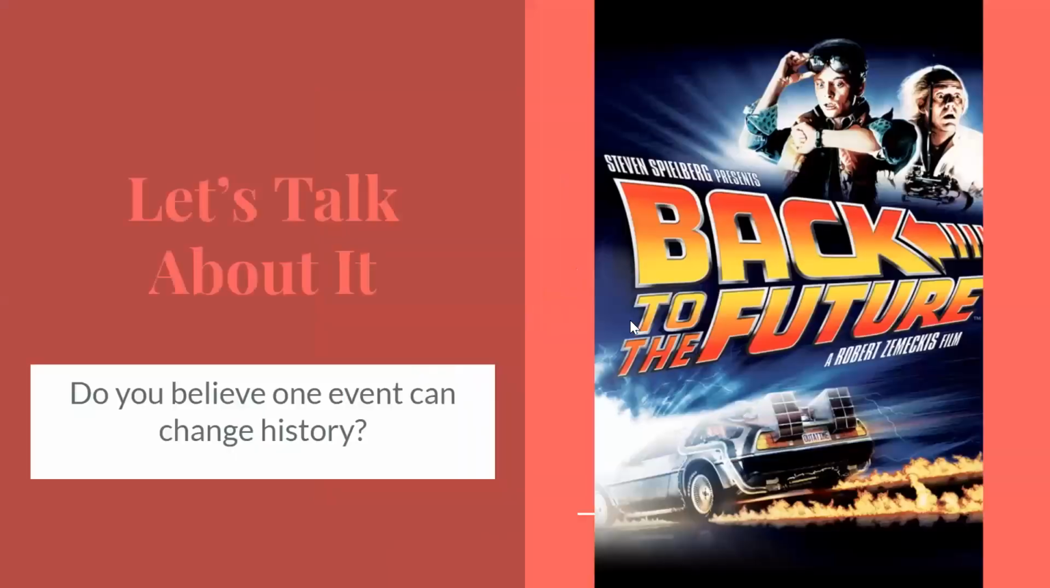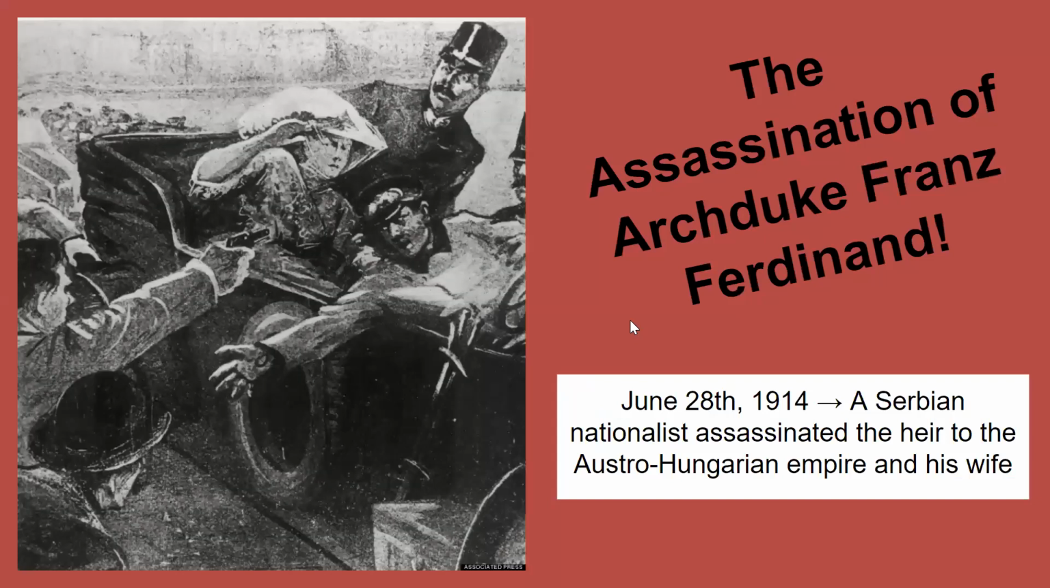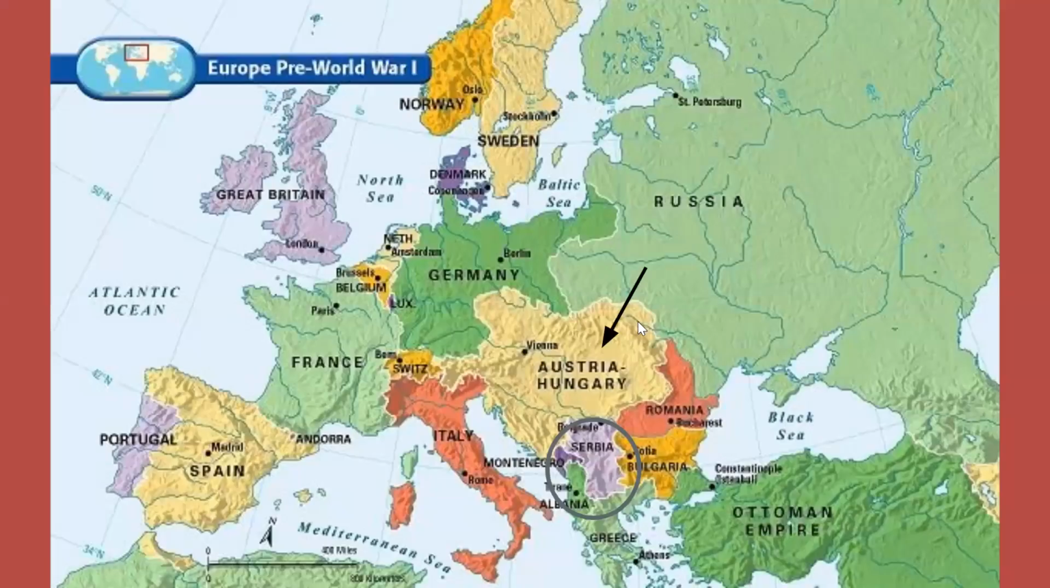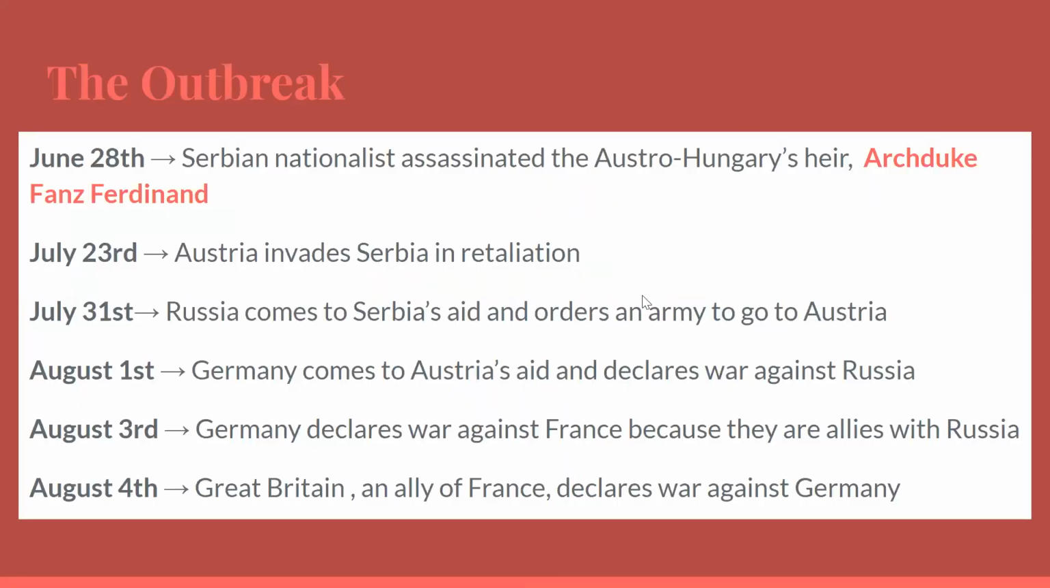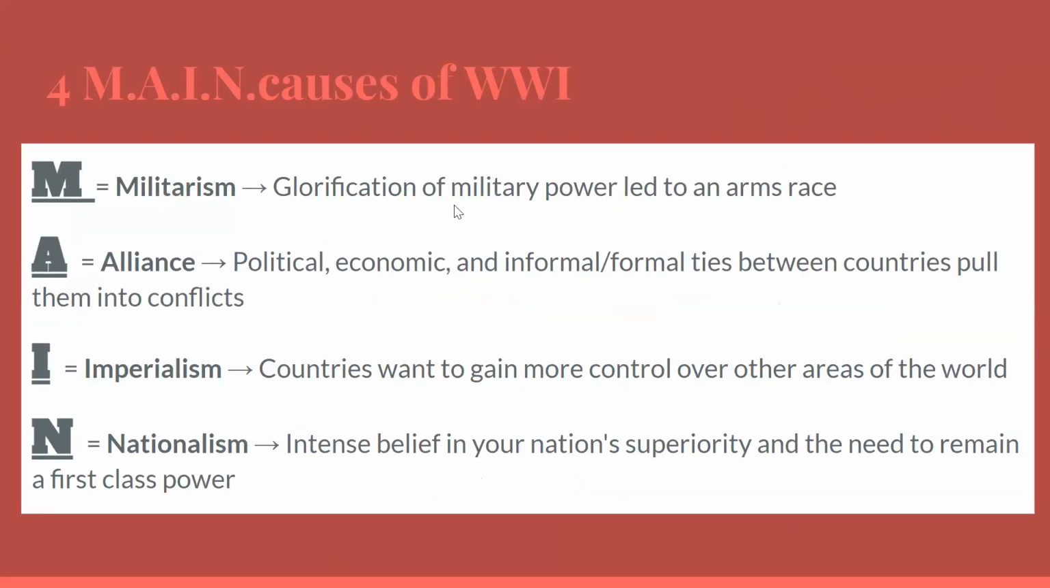Okay, and now we're getting into World War I. And so it all begins with the assassination of Archduke Franz Ferdinand, where a Serbian nationalist supposedly had murdered the heir to the Austro-Hungarian Empire. And you guys didn't need to memorize this chain of events, but what I wanted you guys to get out of this was to see what was dragging everyone in. And I highlighted the four, quote, main causes of World War I.